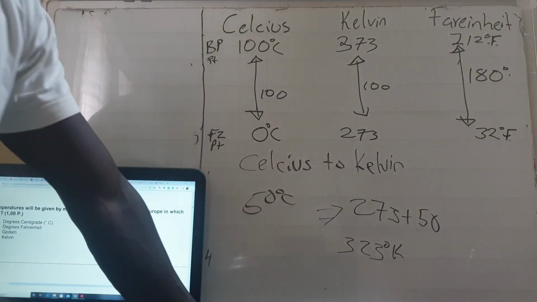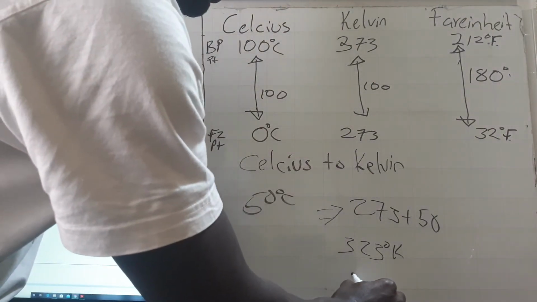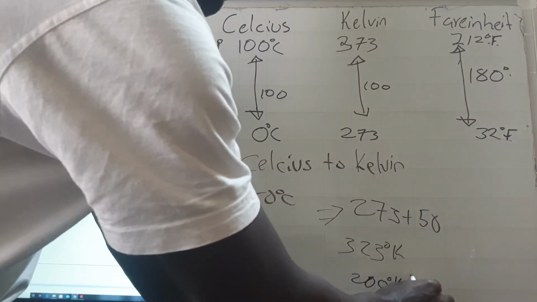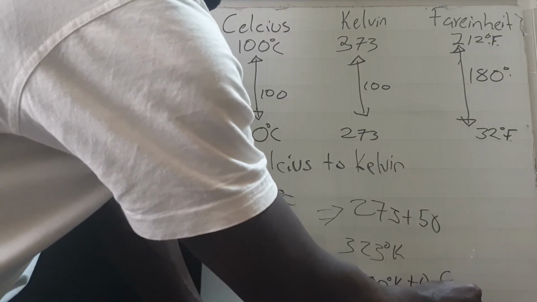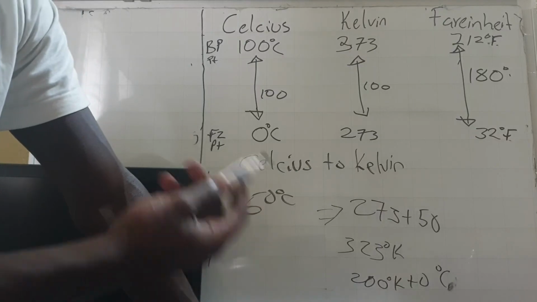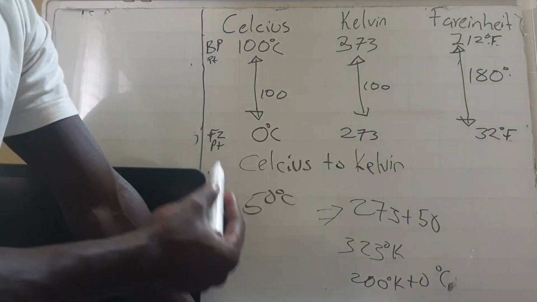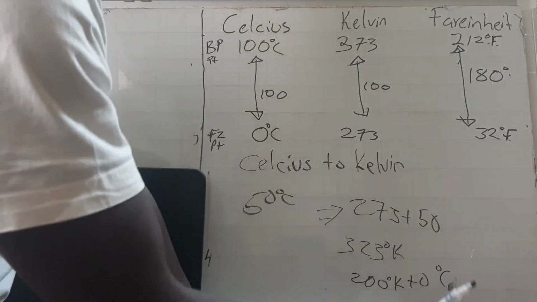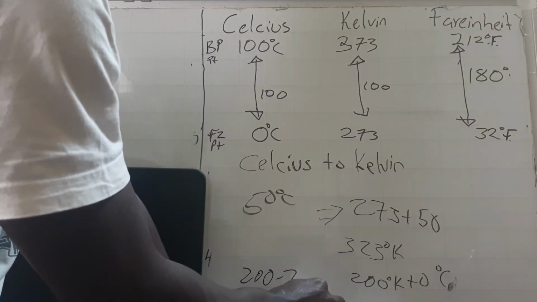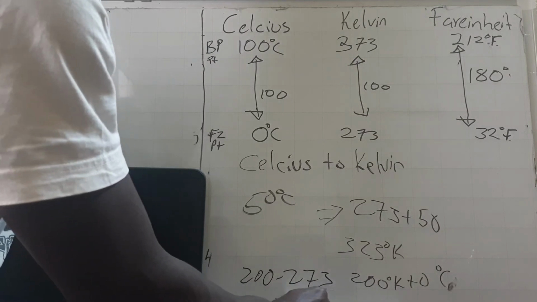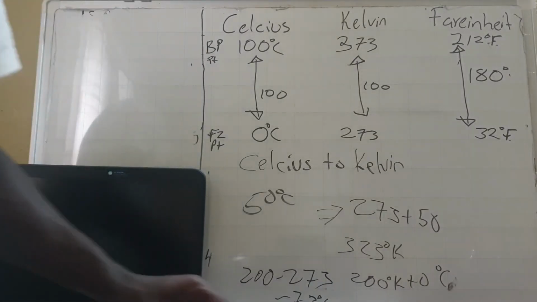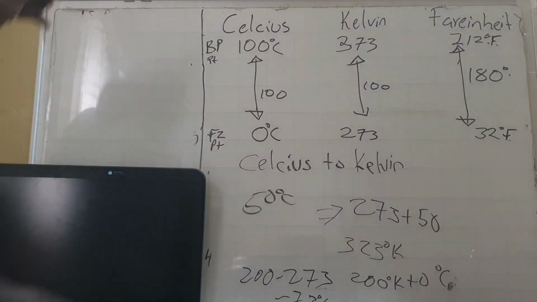And if I want to convert 200 degrees Kelvin to degrees Celsius, what do I do? I subtract 273, so I don't add. Now I minus 273. So 200 minus 273 gives minus 73 degrees Celsius. Good.